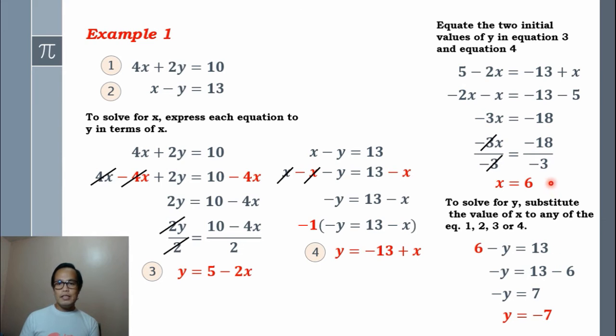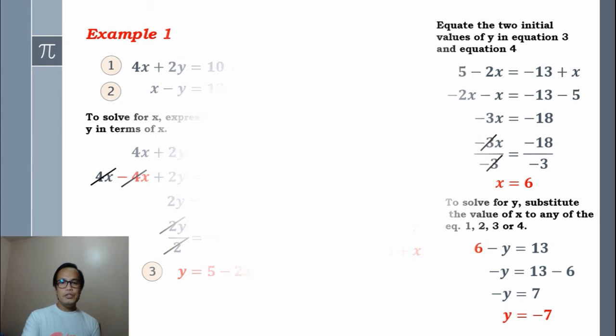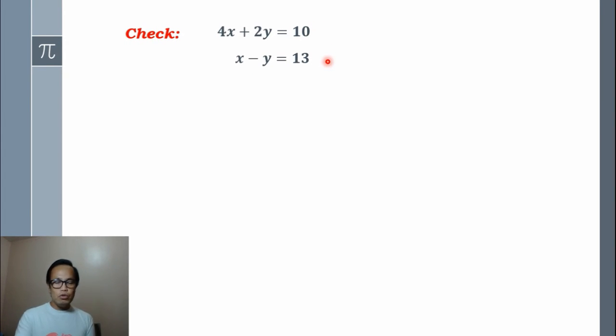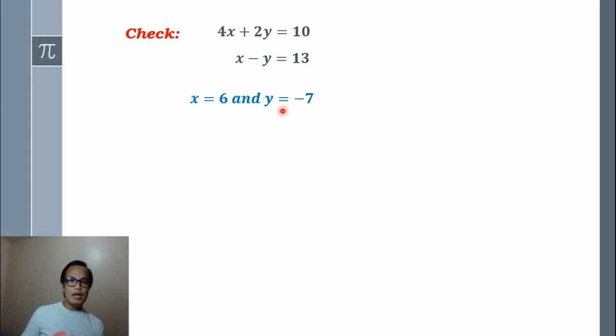So if x is positive 6, y is equal to negative 7 for this set of equations. Now to check if our answers are correct, we go back to our original equation 1 and equation 2, and the values of our x and y are 6 and negative 7 respectively.